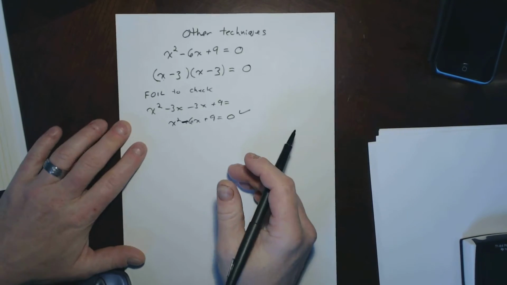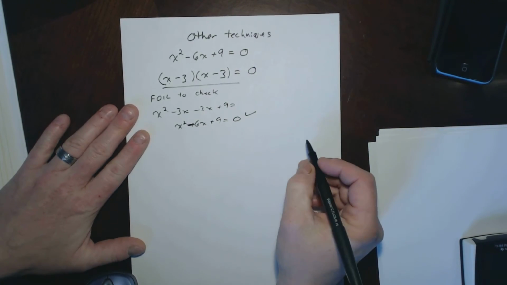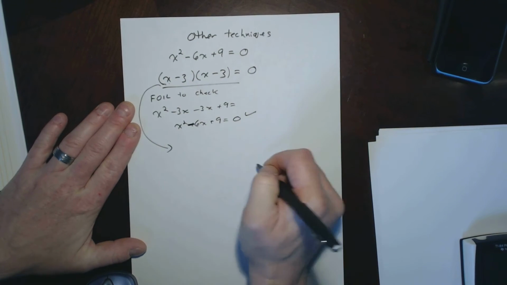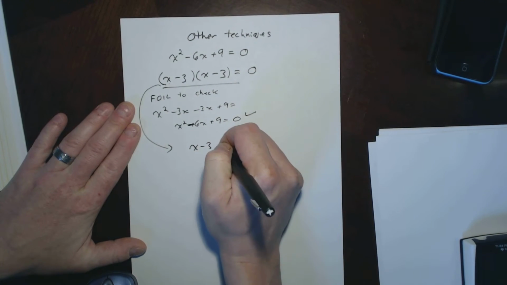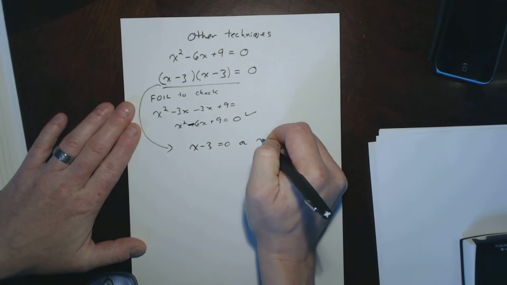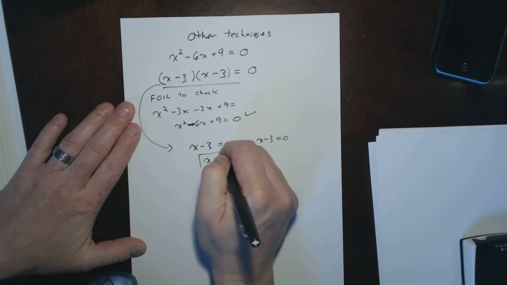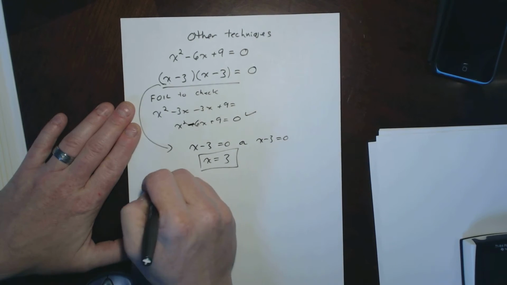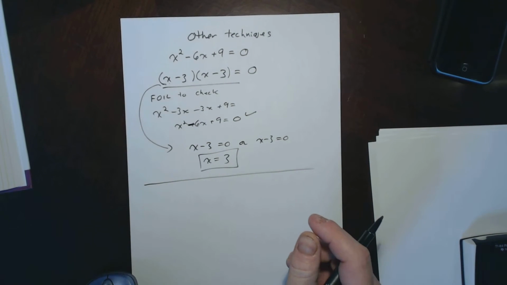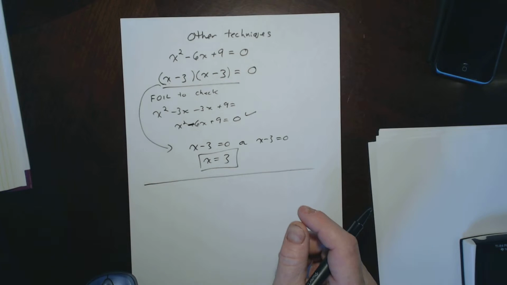So I have my two factors here, which I can now solve using my zero product property. x minus 3 is equal to 0 or x minus 3 is equal to 0. We recognize it's the same thing both times, so therefore the answer for this is going to be x is equal to 3.